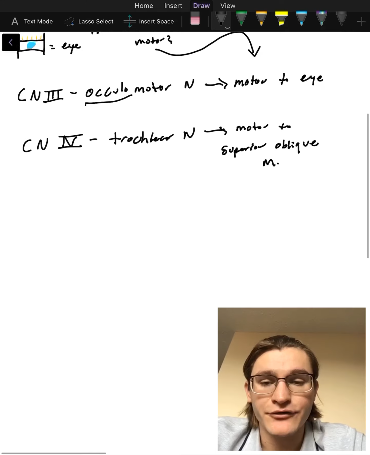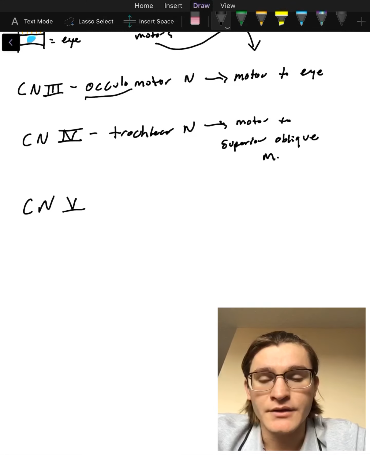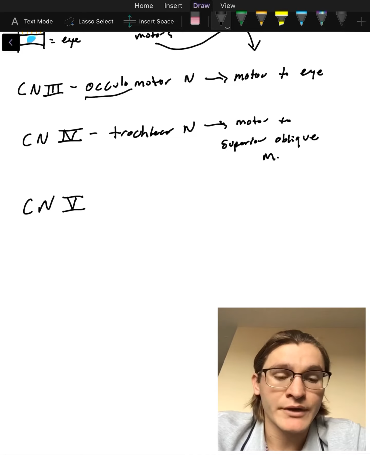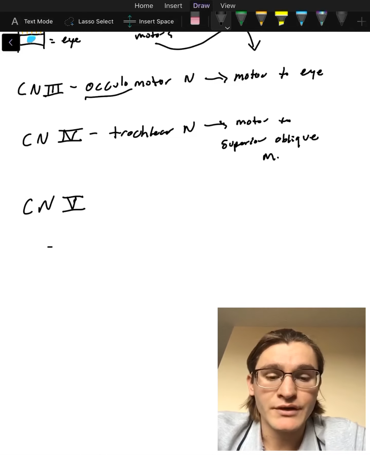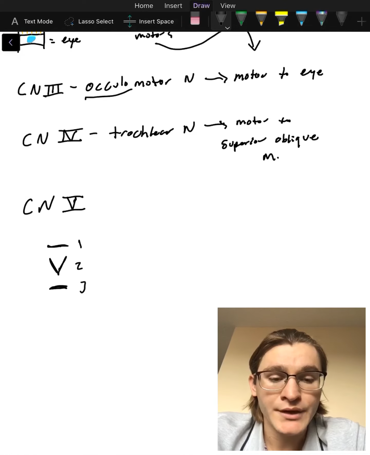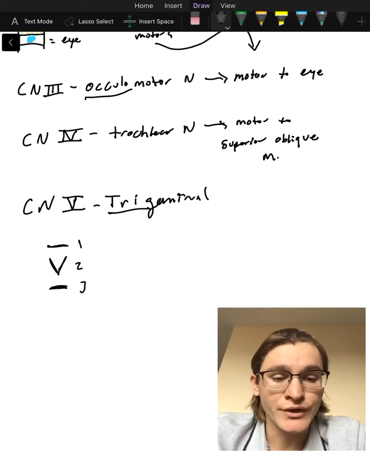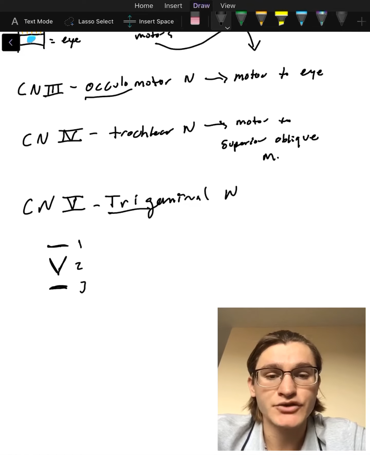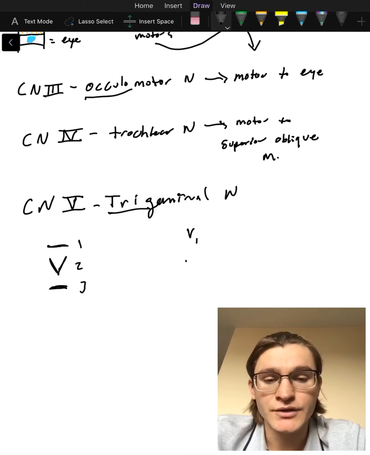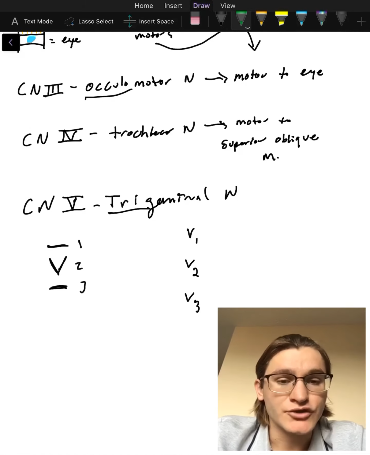So cranial nerve 5, I like this one much better, and the way I memorized it was I broke the Roman numeral up. We have the top half, the middle half, and the third half. So 1, 2, and 3. That's going to be the start of the name for trigeminal nerve. Tri means 3, so we're going to have 3 trunks from the trigeminal nerve, and these trunks are going to be off of the trigeminal nerve.